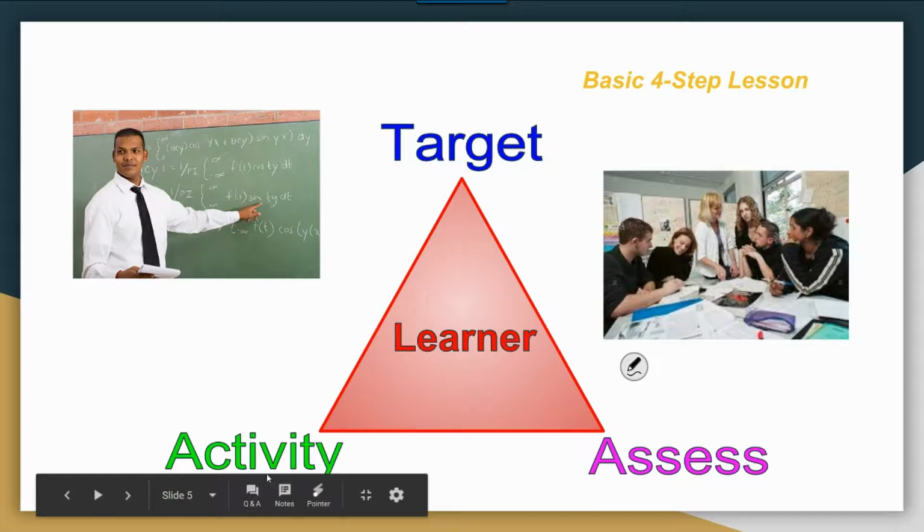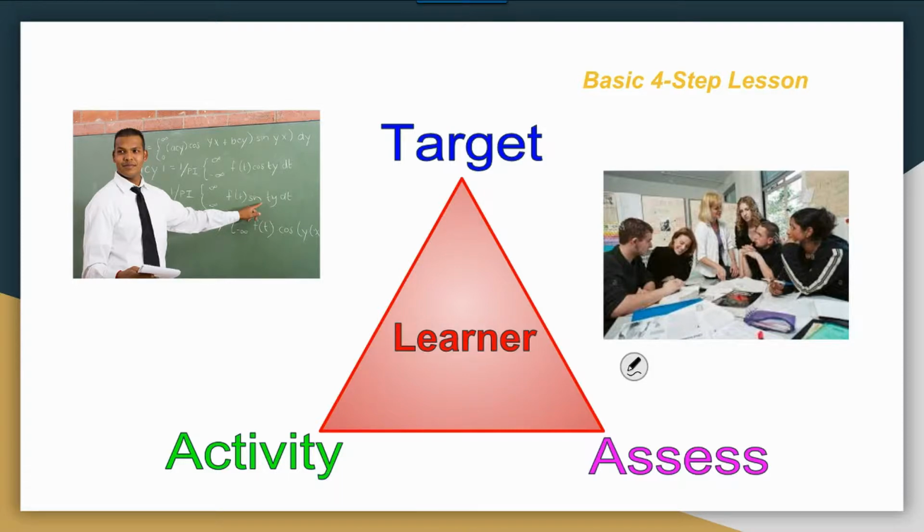And the reason I use the triangle is that I want to indicate that this process is not a linear process. For example, I might be driving to work and thinking about a future lesson. And you know, I kind of know what my topic is, and we tend to teach from topics rather than targets, and that doesn't get us where we want to go.